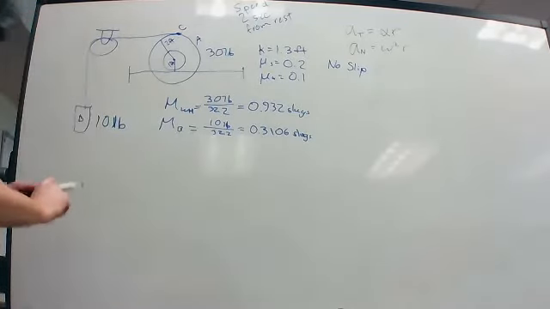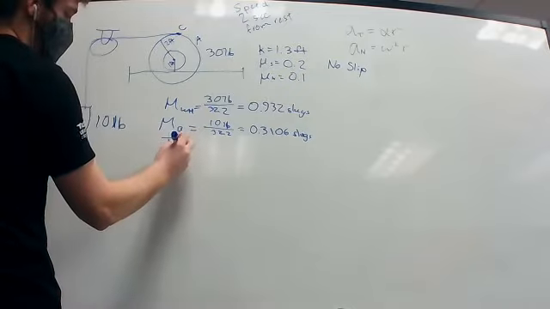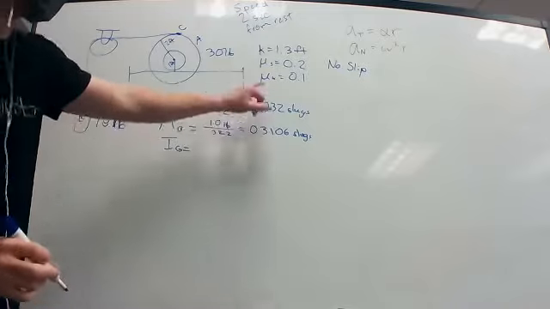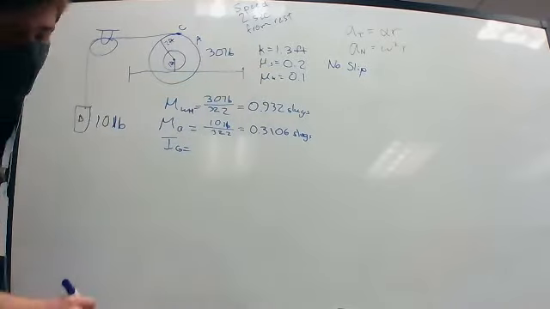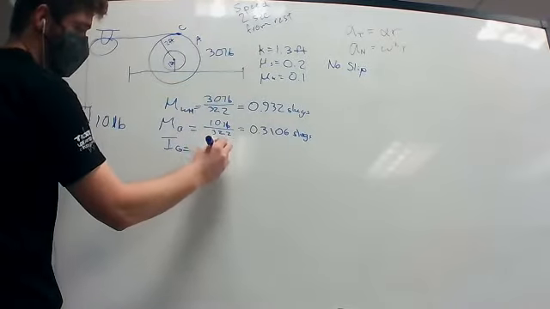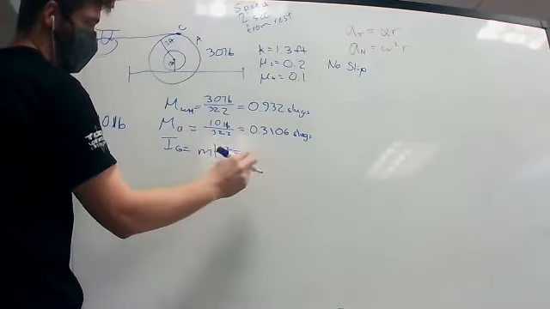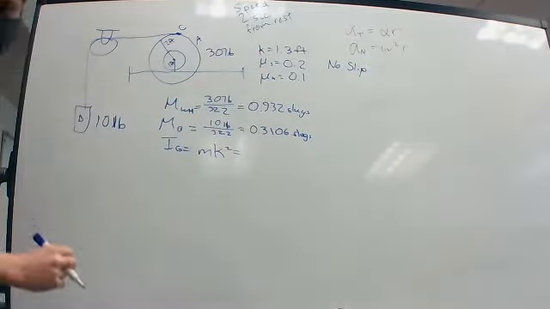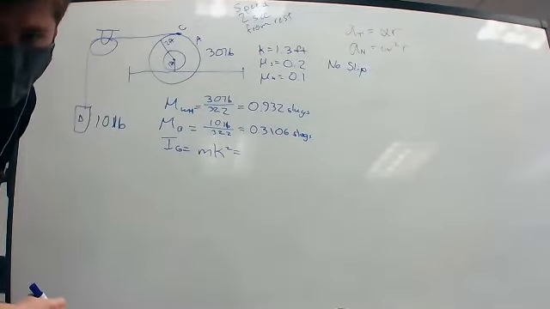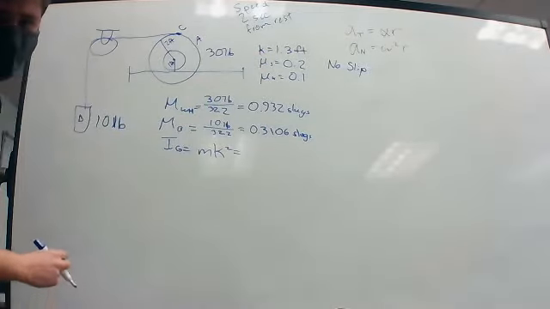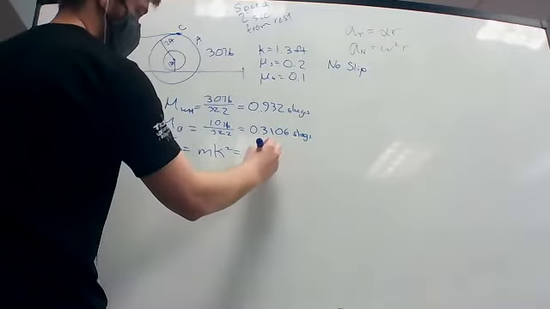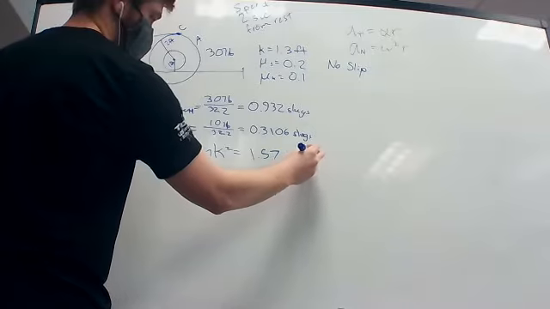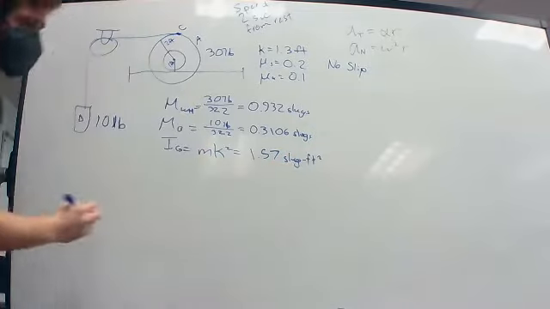We can then know that IG of the wheel is the mass of the wheel times K squared. IG equals MK squared. So M being 0.932, K being 1.3. We can solve that and know that IG for the wheel is 1.57 slug feet squared.